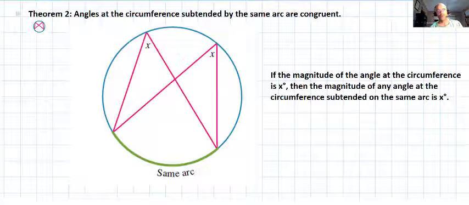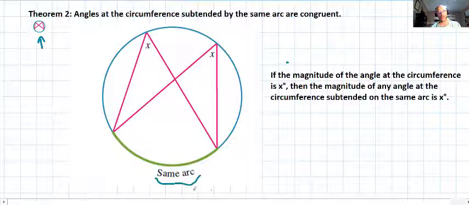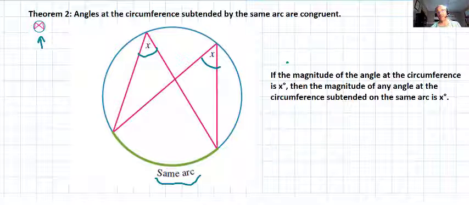Theorem 2 leans on Theorem 1. Theorem 2 says the angles at the circumference subtended by the same arc are congruent. Okay, it has this little symbol here on the side, and it's saying more specifically if the magnitude of the angle at the circumference is x, then the magnitude of any other angle at the circumference subtended by the same arc, alright, there's an example, is also x. So you get this phenomena here. Okay, and we are going to apply Theorem 1 to support this.